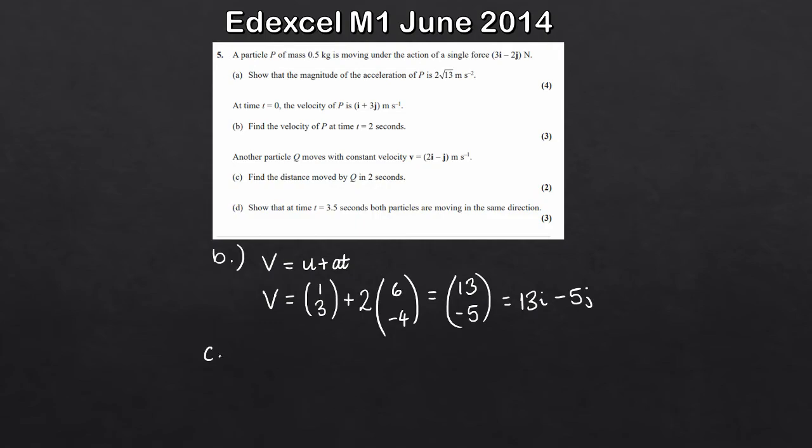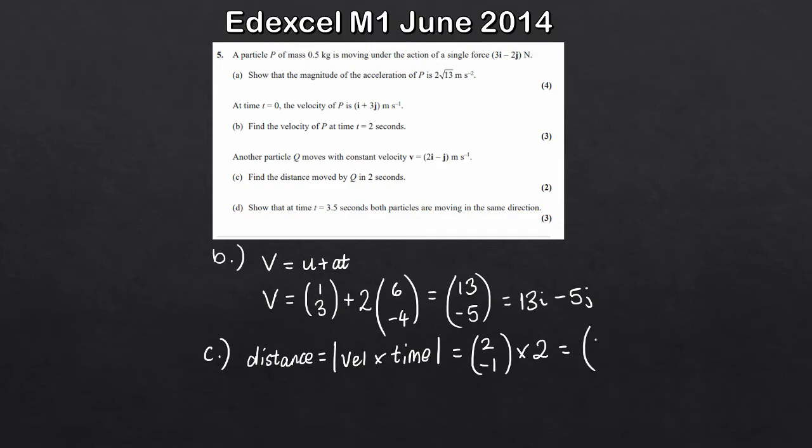Part C then, let's have a go at this one. We're told that another particle Q moves with constant velocity, v equals 2i minus j. So we want to find the distance moved by Q in 2 seconds. So, to find the distance then, all we simply need to do is work out the magnitude of the velocity times by the respective time, which in this case will be 2. So we've got the velocity, so it's going to be 2, minus 1, 2i minus j. Then we times it by the time, which is 2.